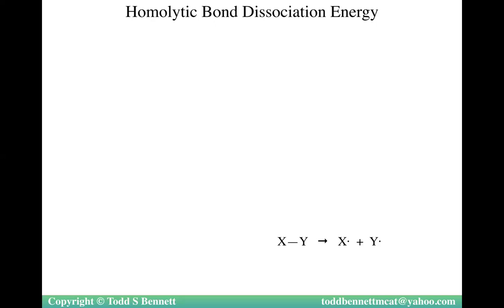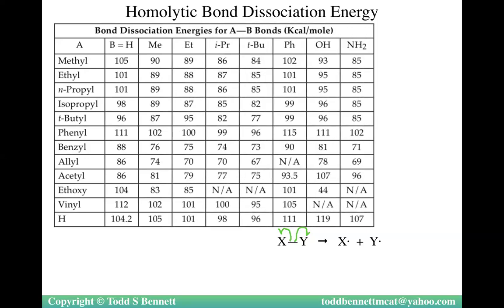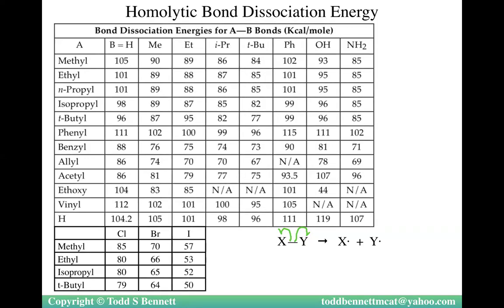Homolytic means each atom is getting one of the electrons. When it breaks, I'm going to draw a one-headed arrow representing one electron going that way and one electron going that way. It's known as a homolytic bond cleavage. That is different than heterolytic. Heterolytic is where one atom gets two electrons and forms an anion. The other one gets no electrons and forms a cation.